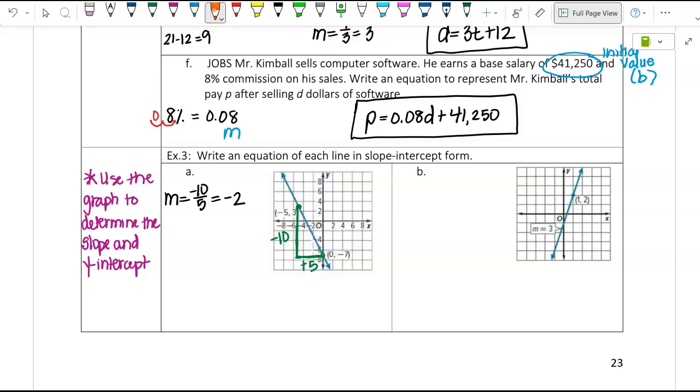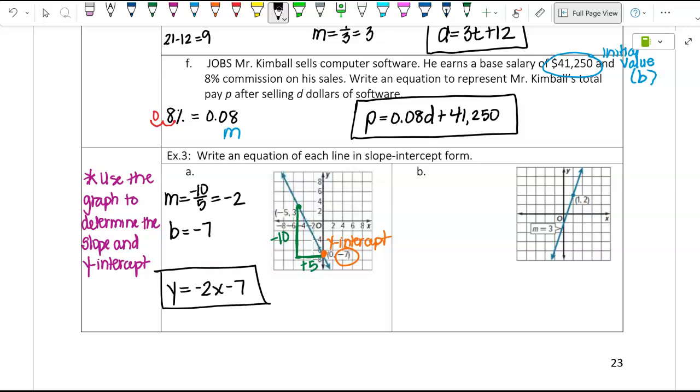My y-intercept, I can see where it crosses the y-axis here. At -7, so b equals -7. So I have my slope, I have my y-intercept, so y equals -2x minus 7.